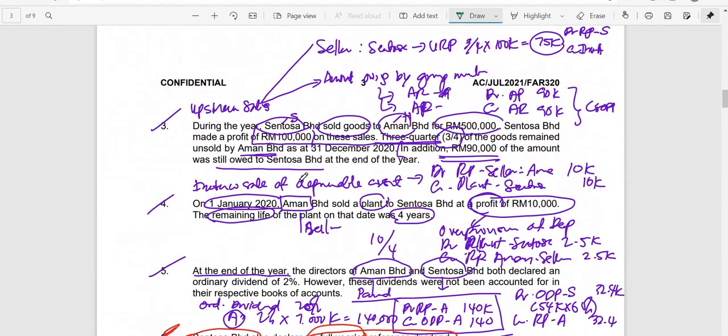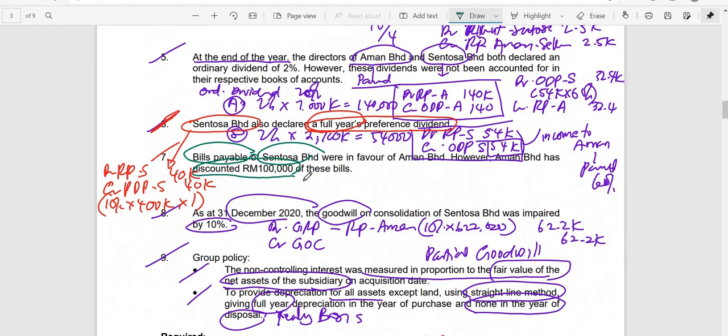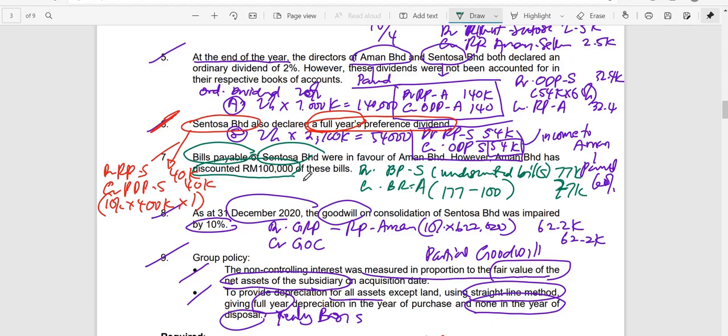So we need to eliminate the intercompany bills. So debit bills payable of Sentosa, credit bills receivable of Aman with the undiscounted bills only. And that would be how much? We already calculated. That would be 77, which is 177 minus 100, the discounted portion. So that would be reflected in the consolidated statement of financial position. So most of the thing, we have done everything.